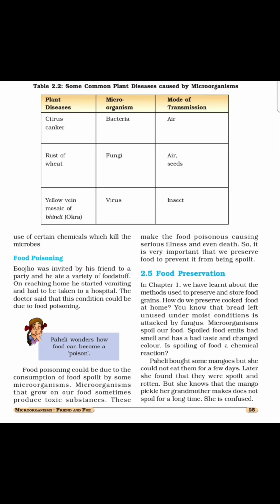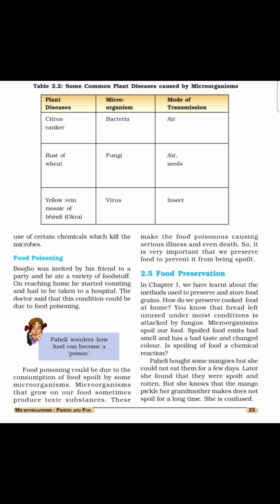Okay, now we will study food poisoning. Imagine getting sick after a party. Why do you think that happened? Bad food, spoiled food, germs. You are absolutely right.